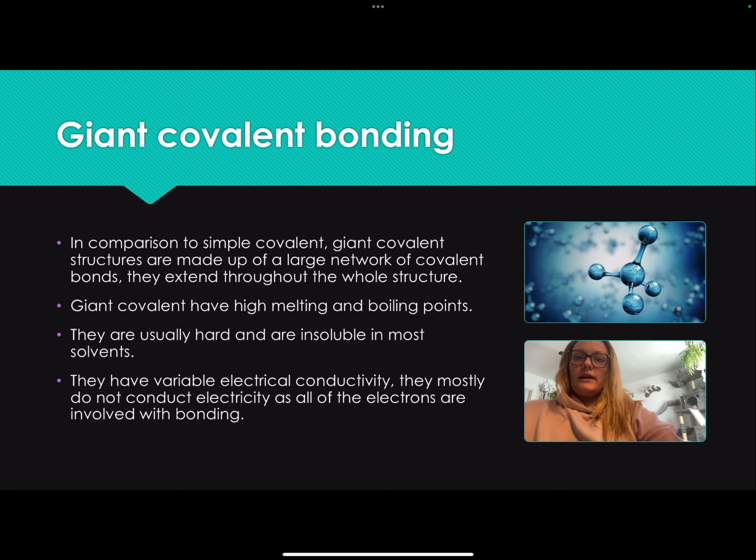Giant covalent bonding. In comparison to simple covalent, giant covalent structures are made up of a large network of covalent bonds. They extend throughout the whole structure. A giant covalent structure has high melting and boiling points. They are usually hard and insoluble in most solvents. They have a variable electrical conductivity. They mostly do not conduct electricity, as all of the electrons are involved in bonding.